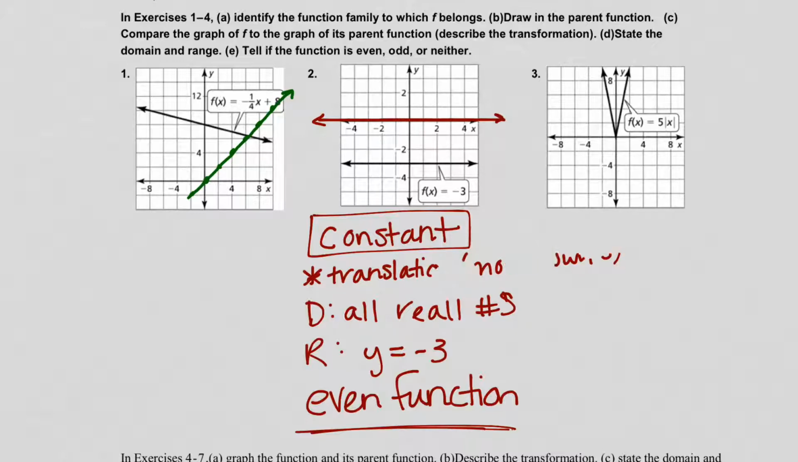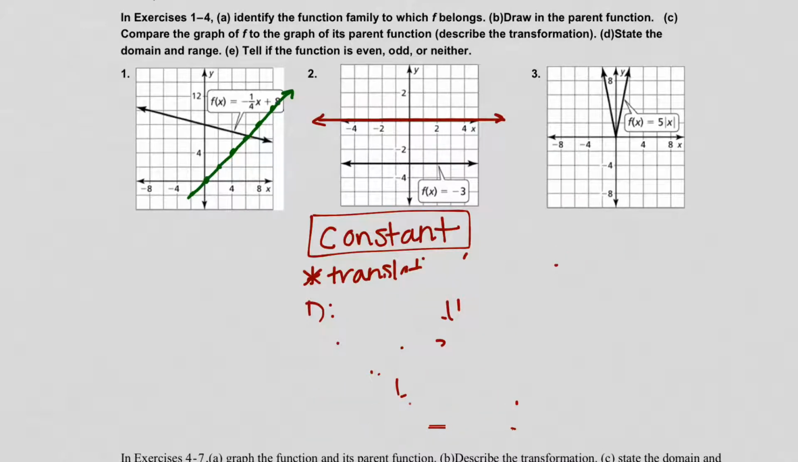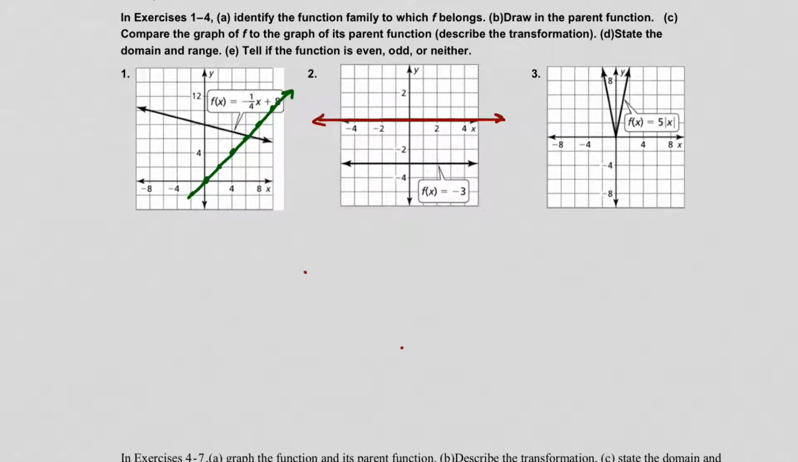Let's do this third one. Okay, so we need to name its function family. And in this case, it's a V, so I know immediately that it is absolute value. And that's for this graph, sorry. Absolute value function.